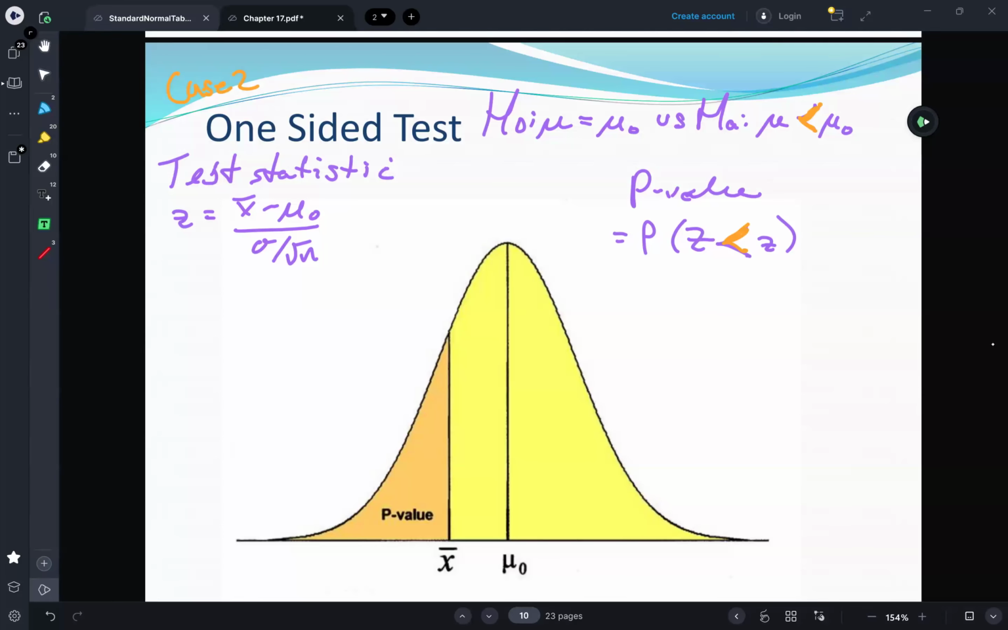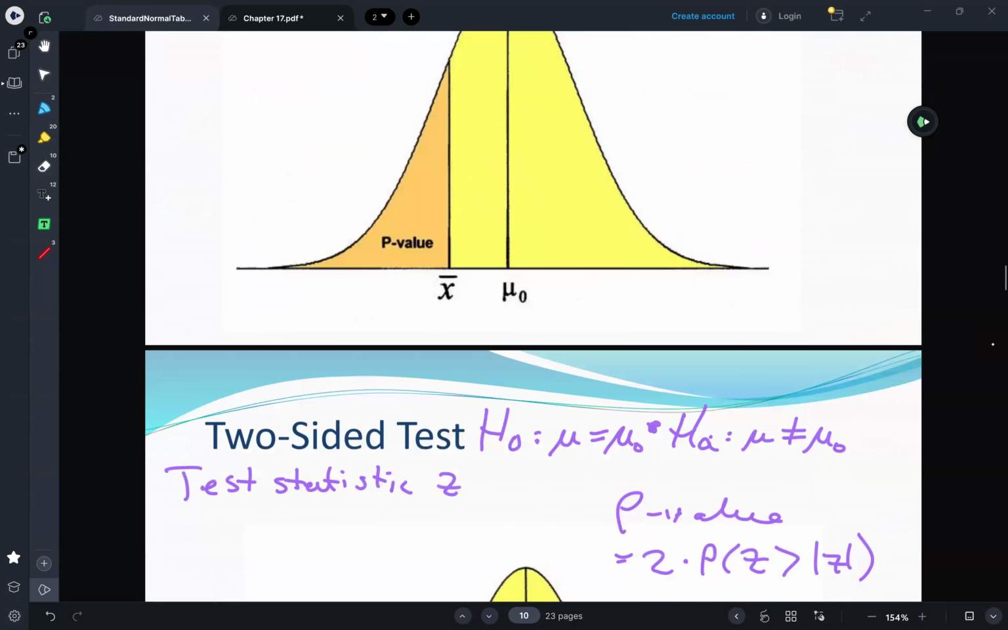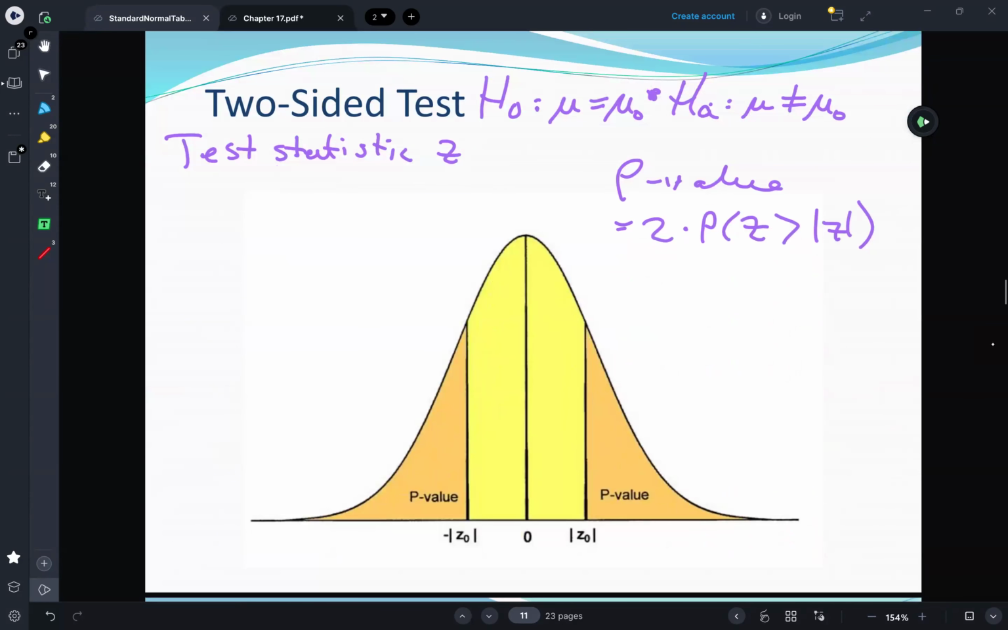Usually we use 5%. So that will help us make the decision. We'll get to that more in a moment. So here's case 3. Case 3, we have the two-sided test. Again, notice the null hypothesis is the same as case 1 and 2. It's mu equals some hypothesized value versus the alternative hypothesis, which is does not equal.